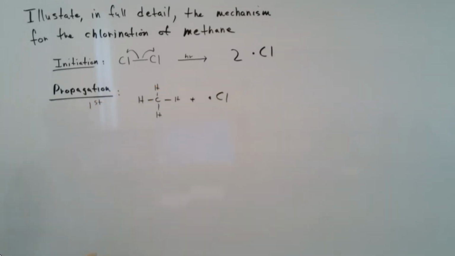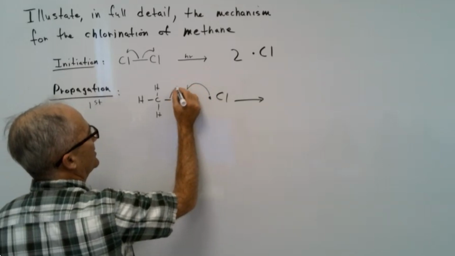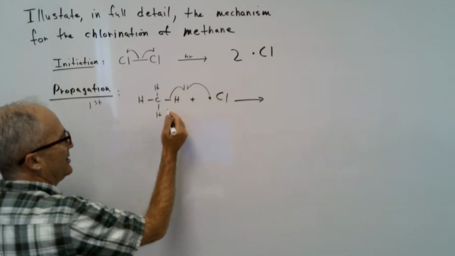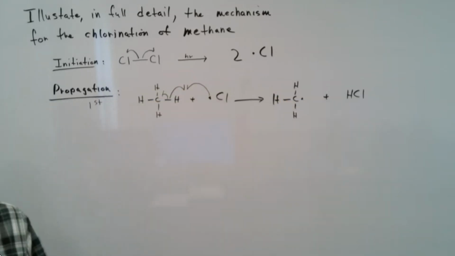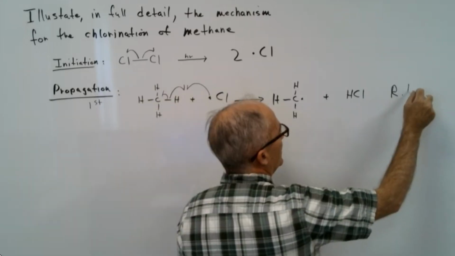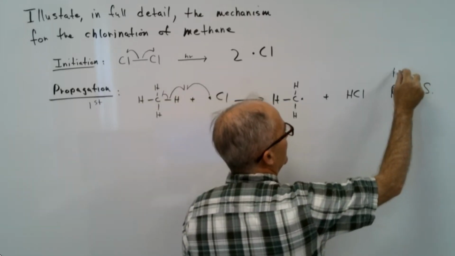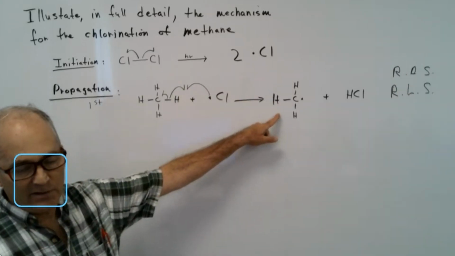The next step we can call propagation, and we actually have what I call the first one: methane up here, and a chlorine radical. You want to use half arrows to show an electron from one of those electrons there, and so now I get my alkyl radical plus some HCl gas. And this is the rate limiting step. You can call it the rate determining step. And that's the formation of the alkyl radical.